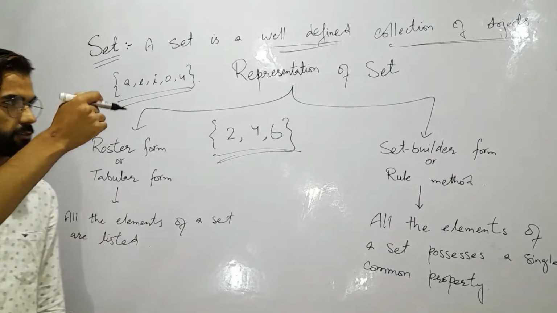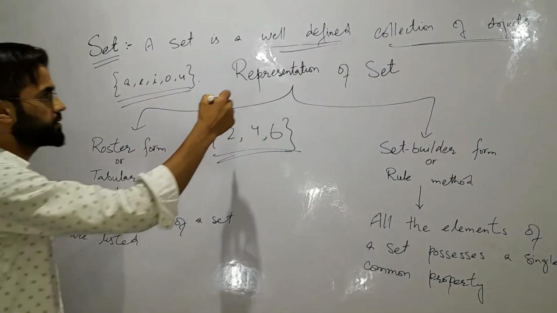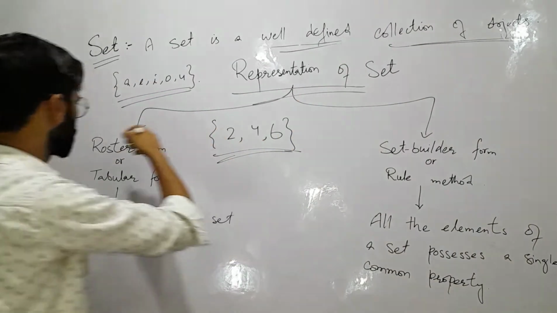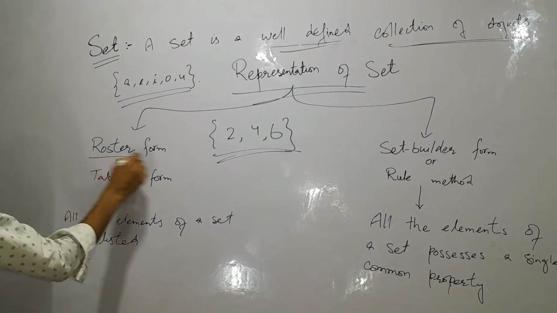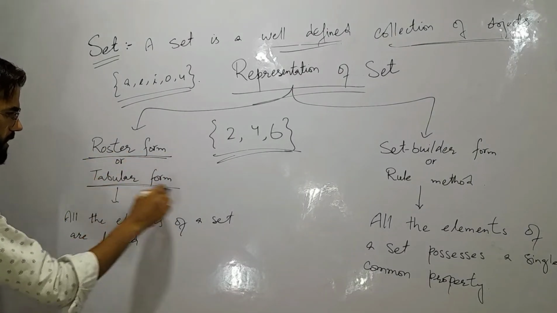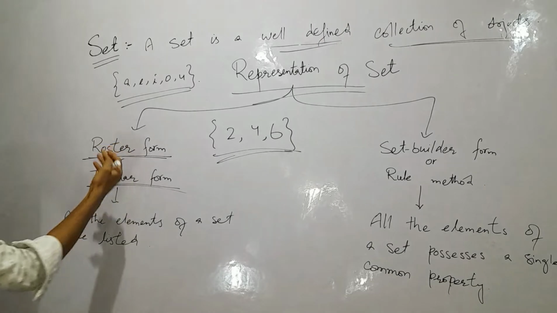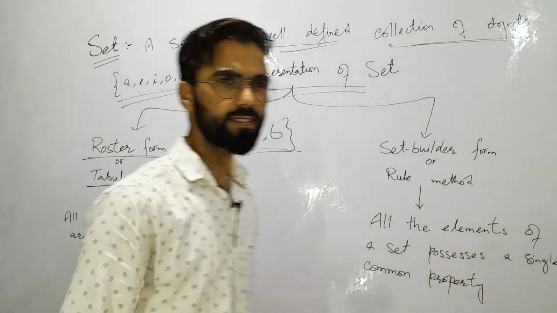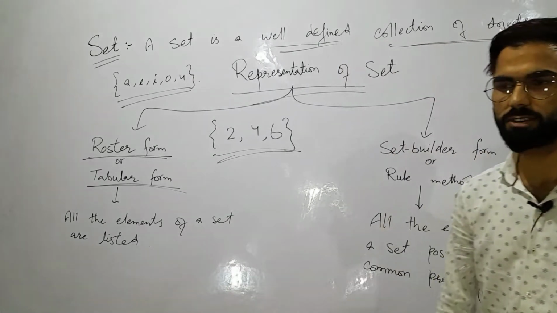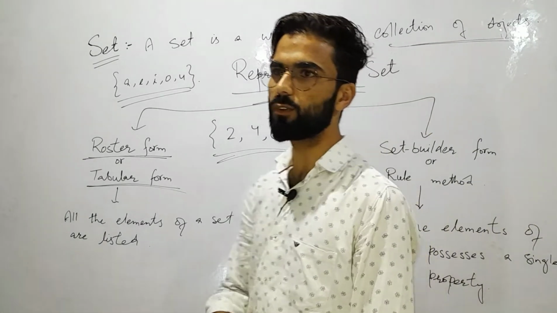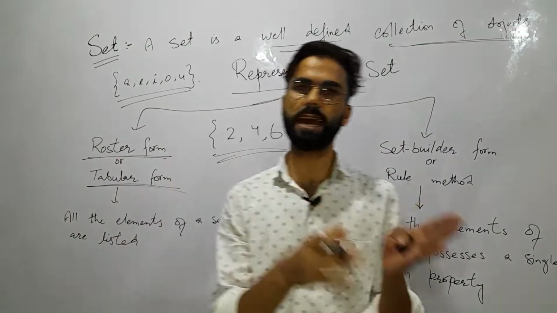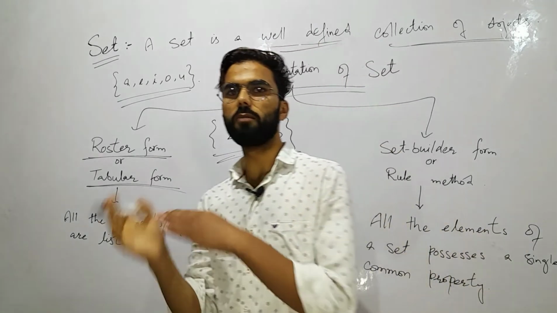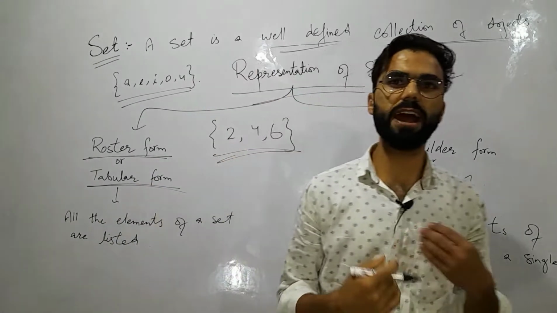After that we have the representation of a set. We have two representations. First one is roster form, or sometimes called tabular form. In this form, all the elements of the set are listed. The elements of a set are separated by commas and are enclosed within brackets.